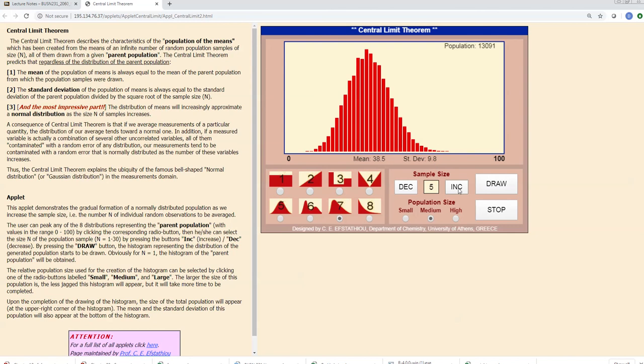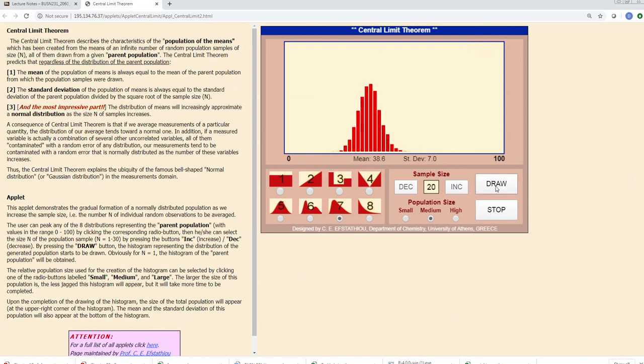Okay, let me increase that to 10 and do it again. So 38.5, 9.8. Get a bunch of samples, plot sample averages. 38.6, the mean doesn't change much. But the standard deviation did go down, 7.0. So let me get 20.